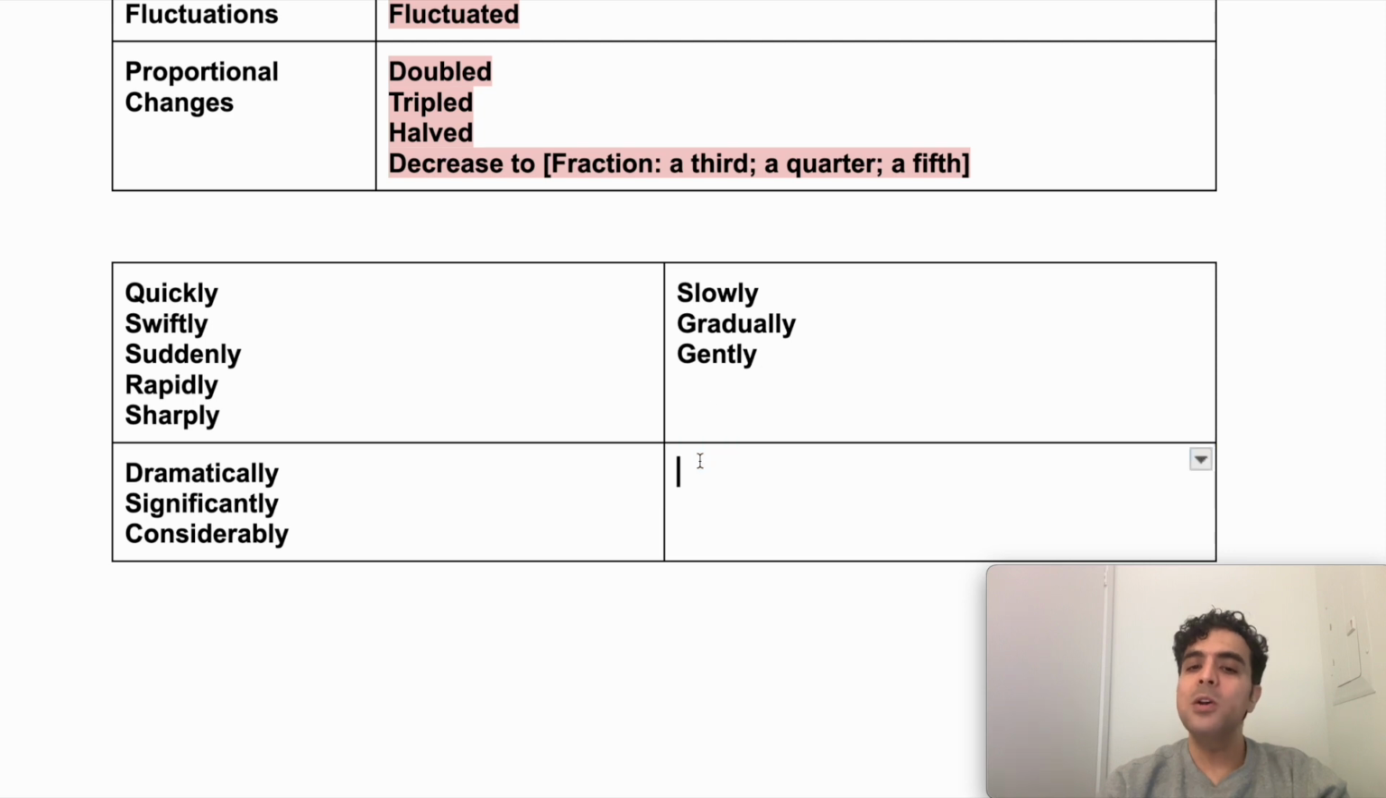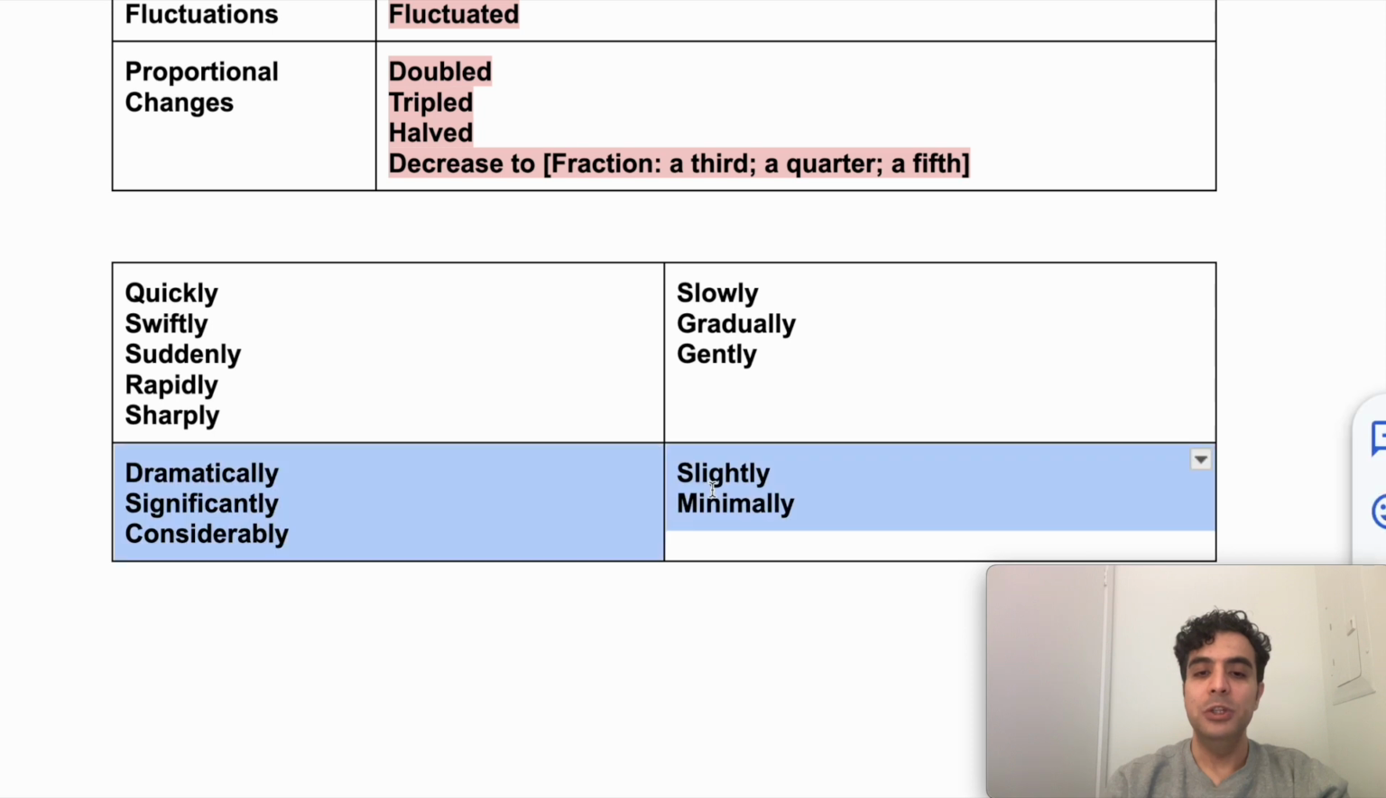Or if we want to talk about an increase or a decrease that happened in a very small amount, right? It was very insignificant. What could we say? Well, we could say it increased slightly or it increased minimally. All right, these are the adverbs that you could use.